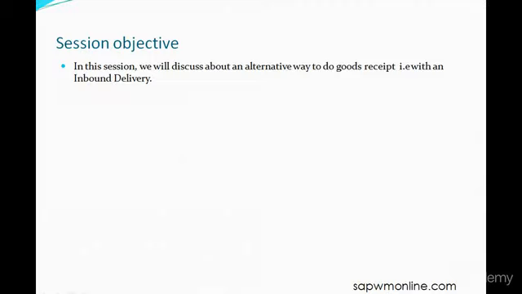We do a goods receipt for a purchase order in a transaction MIGO, and then based on the goods receipt a transfer request is created and we create a transfer order and do a put away with respect to the transfer order. In this session we will discuss an alternative way to do goods receipt, that is with the inbound delivery. So let us try to understand what the process is, how we do put away with an inbound delivery, and what the advantages are.